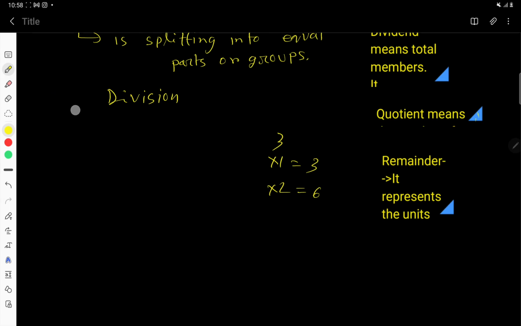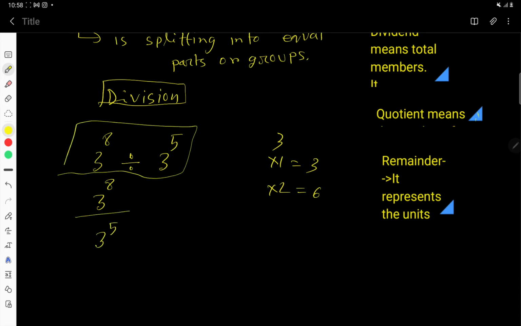So here I have how to divide this. 3 to the power 8, divided by 3 to the power 5. That is dividing exponents, right? You can also write this problem like this, right? You can write this way or this way. Look, here the base is 3, right? In this case, our base is 3.